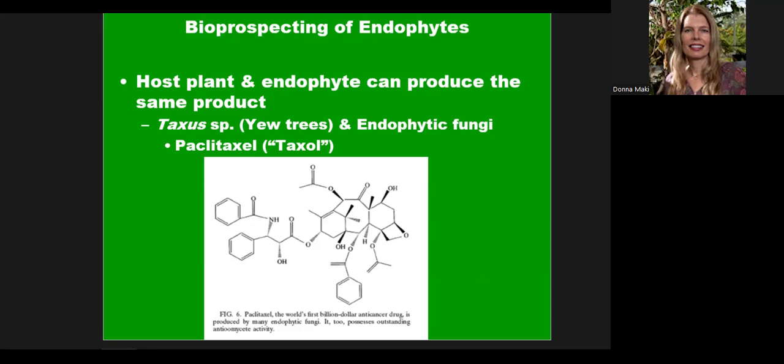And so now they just use the fungus. They don't have to keep chopping down the yew trees. So that was hugely successful. And I think that's what really lit the fire of, hey, endophytes might have a ton of interesting aspects to them.